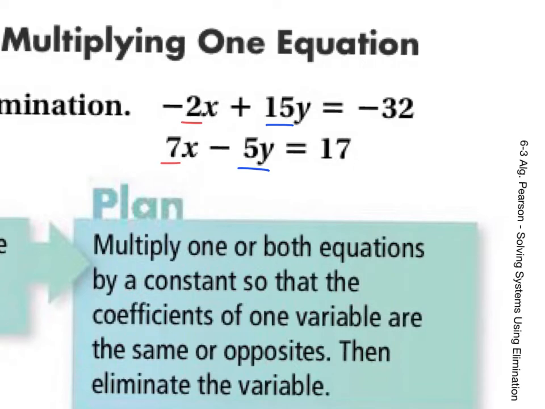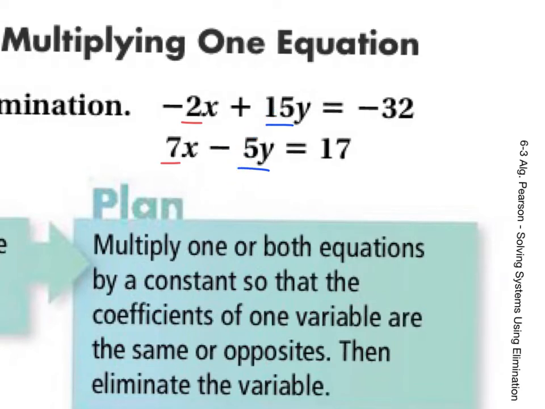If you'll notice with the x's, if we go to 14, we're going to have to change both of these, which means we're going to have to multiply both equations. We can do that, but it's less work if we only have to multiply one equation. So notice with the y's, the first equation already has a 15. So all I have to do is multiply the second equation by something in order to get that to match up.